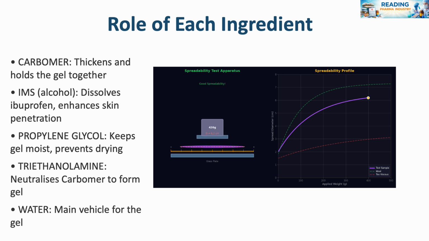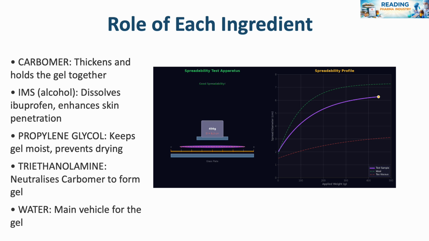The carbomer is the polymer, and that is the thickener. It will thicken and hold the gel together and keep the structure that we desire. The IMS, or the solvent system, is the solvent in which you're going to dissolve the drug, which in this case, the model drug we're going to use, is ibuprofen. It will help with enhancing the skin penetration. Propylene glycol is another solvent system, and it will help keep the gel moist and prevent drying.